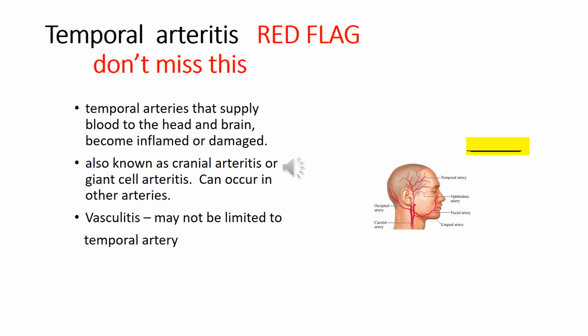Temporal arteritis is an emergency situation. If left untreated, it can cause vision problems and blindness. It is a disease that causes your arteries to become inflamed or damaged. It can also be vascular, so it's not limited to just the temporal artery. It is also known as cranial arteritis or giant cell arteritis and can occur in other arteries.